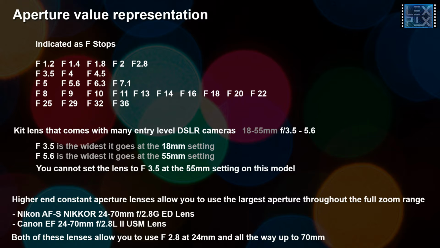Some of the higher-end constant aperture lenses allow you to use the largest aperture throughout the full zoom range. For example, the Nikon 24 to 70 f2.8G. It's 2.8 all the way through, from 24 all the way through 70. So you're not limited by the focal length chosen, unlike the variable aperture, like the 3.5 to 5.6 one. Of course, Canon also has a version of the 24 to 70 f2.8, same thing. So both these lenses allow you to use f2.8 at the widest and full range, which is nice. I think Sony also makes one.